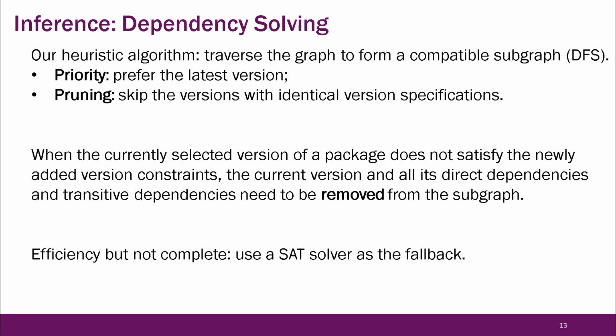We only backtrack on the current search path when we encounter a dependency conflict, which is highly efficient, but in rare cases may miss solutions. So we call a SAT solver as the fallback to ensure the completeness of our algorithm when it claims that there is no solution.